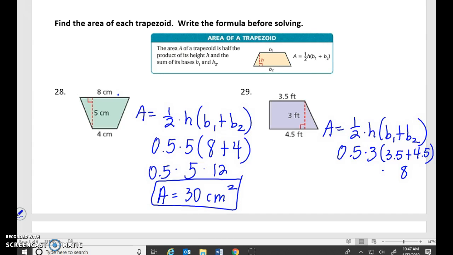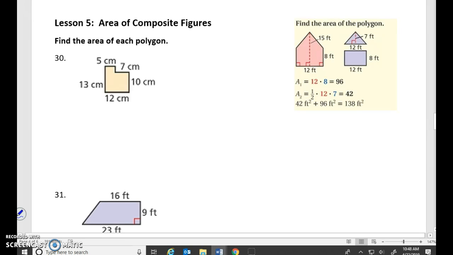Can you flip-flop those? Yes. Okay, and then I'll have times 3 times 0.5. So go 0.5 times 3 times 8. What did you get? 12 feet squared. Excellent. Let's move on.